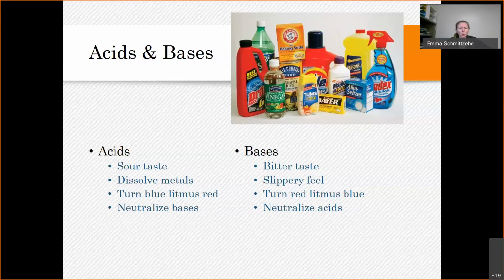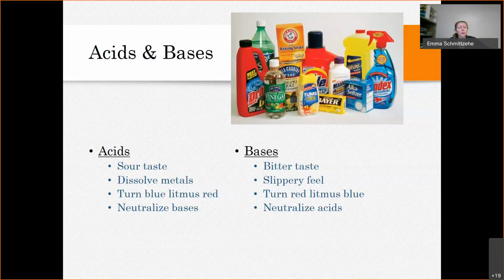Also, base solutions, so liquids that are bases, tend to be kind of slippery. Like soaps and stuff tend to be basic. And then acids can actually dissolve metals. It depends on what the acid is and if the metal has a coating on it that can protect it or not. But they can cause metals to corrode.